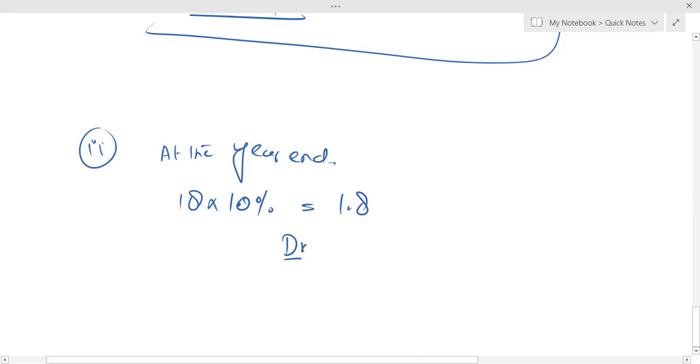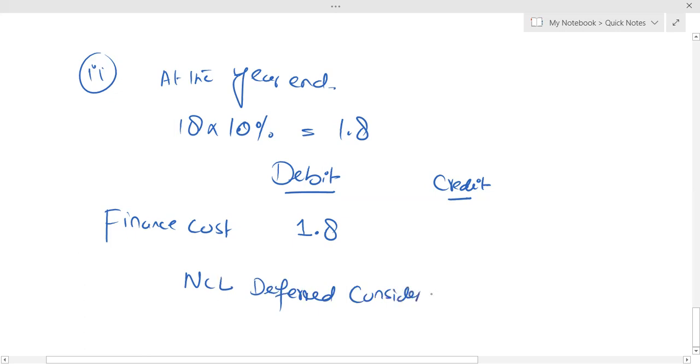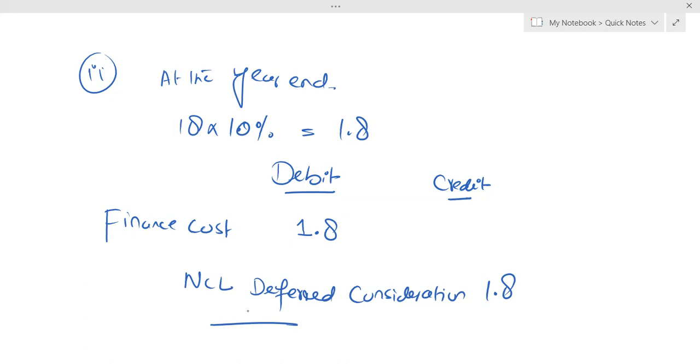Debit and credit. We will debit the finance cost, 1.8 million, and the non-current liability, deferred consideration, will be credited. So simply, finance cost will be debited and deferred consideration will be credited.